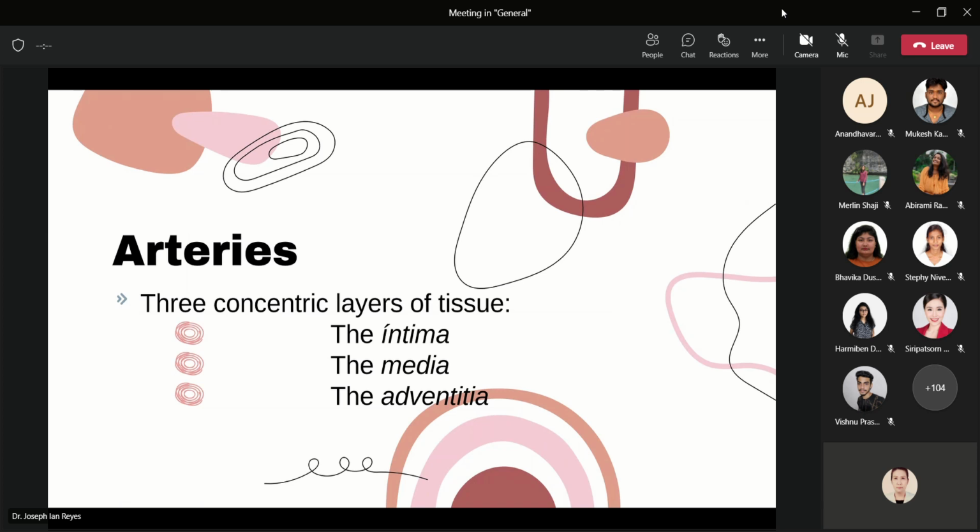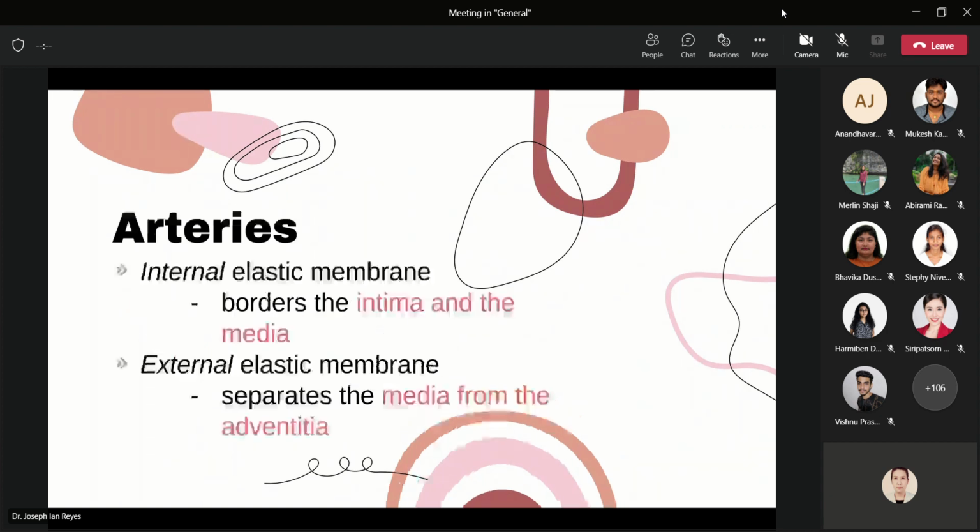Anatomically, as we all know, we have our arteries and our veins, right? For our arteries, we have the intima, the media, and the adventitia. These are three concentric layers of tissues composing your arteries, and they have different functions, as we all know.